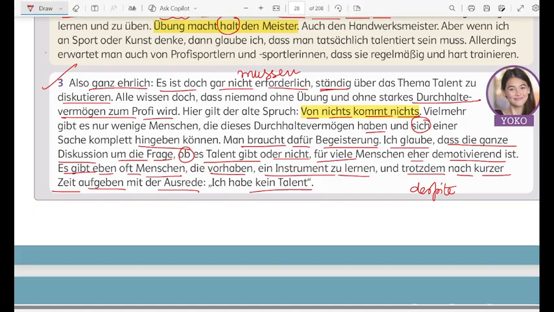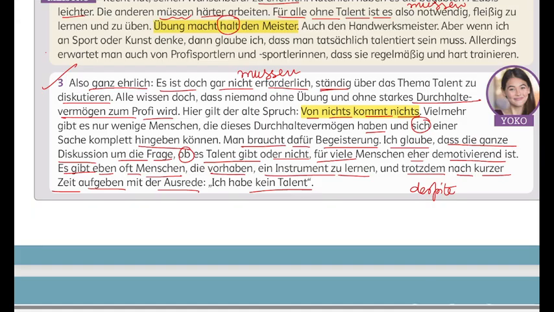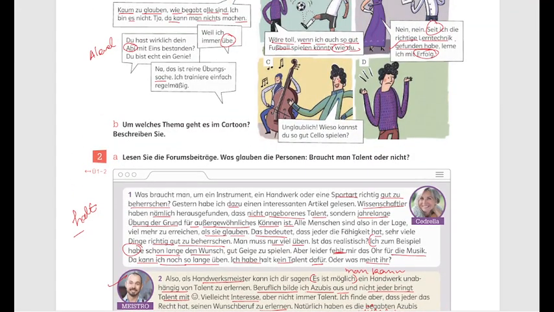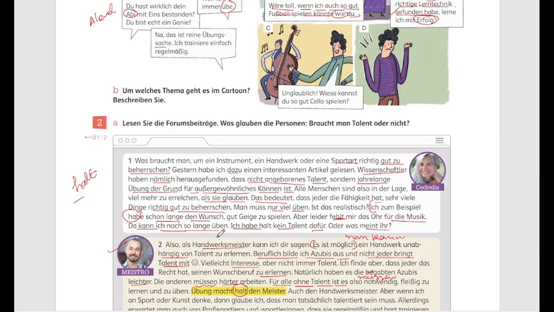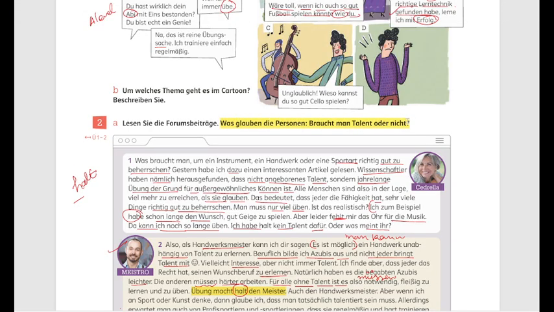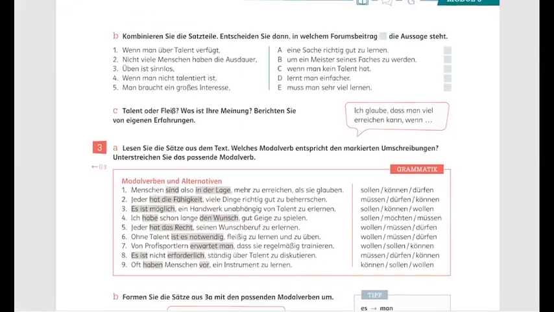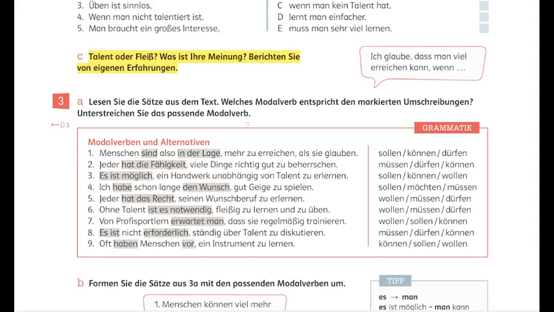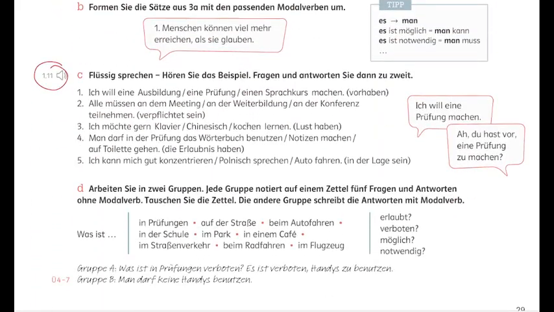So this was this. Okay, now, there was a debate that braucht man Talent oder nicht? Okay, was glauben die Personen? In the next class, we will try to conduct a short expression of 5 to 10 minutes on this topic. And we will also do Schreiben, Talent oder Fleiß, was ist Ihre Meinung? Berichten Sie von eigenen Erfahrungen. Okay. So we will try to write and we will try to develop some sort of insight around this.